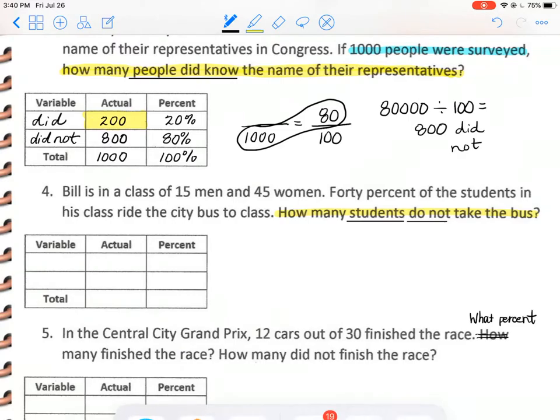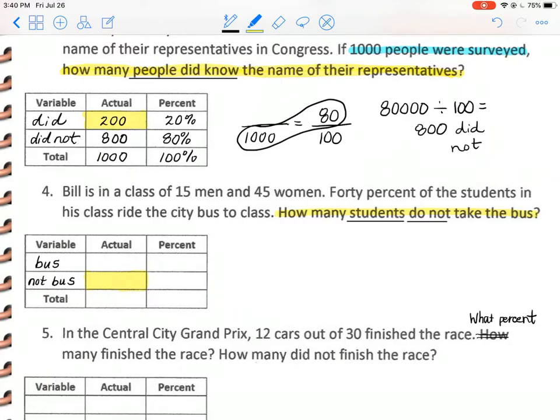So our variable is the transportation. It's either the bus or something else that's not the bus. So be careful on that one. It's tempting to say the variable is men and women, but it's really not. It's the mode of transportation. So we're looking for students, not a percentage, actual students who do not take the bus. So here's what we're looking for. And when I can get that yellow piece right there, I've got my answer.